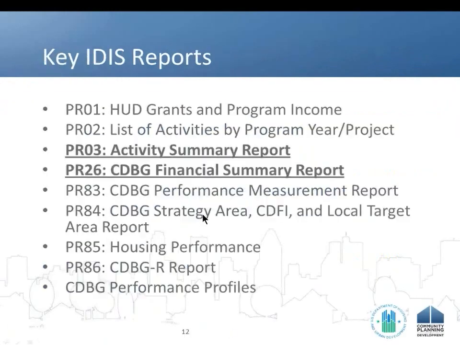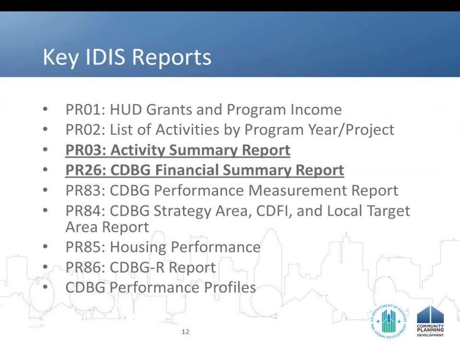Okay, so here's a list. Again, we saw in the system there's almost 80, 90 reports available to you. This is a good list of key reports available to you that are not specific to CDBG, but very useful to CDBG grantees. One is the HUD grants and program income, the PR01. This is just a simple list of your grants, and it's organized by grant level, so it's not going to give you a lot of activity level detail or project level detail. It's really just going to give you summaries at the grant level.